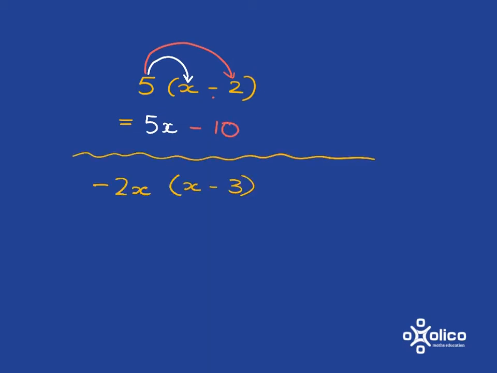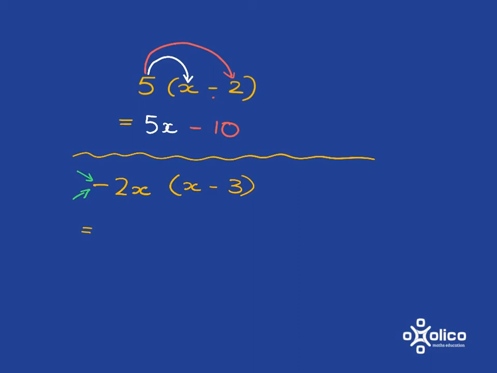Let's do a slightly more complicated one. Here we've got negative 2x, and that must multiply with x minus 3. Now, one thing I really want you to do is to always be very careful and very aware when you see negatives, right? Put some big bright stars or something around them so that you remember to take note of the negative. And I'll show you why.